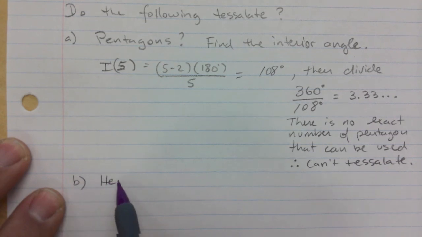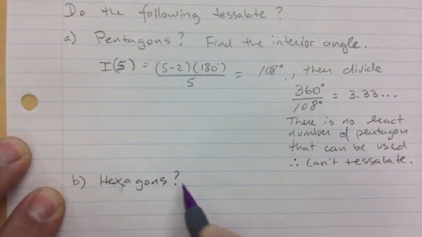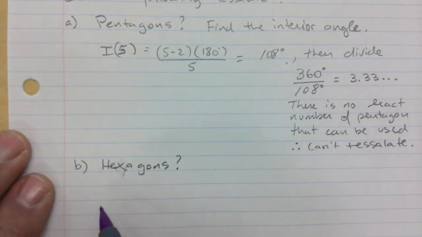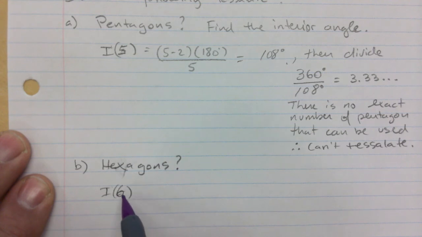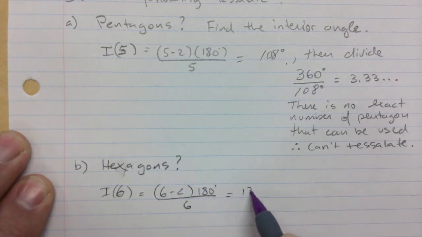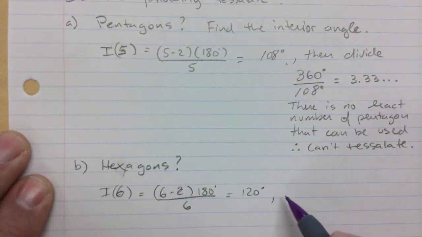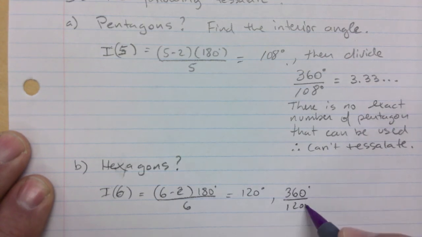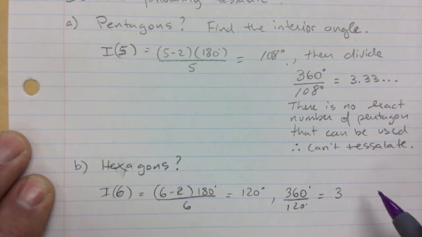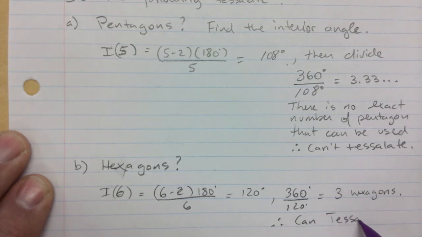B, hexagons. Could you use hexagons for this? Again, find the interior angle. The interior angle of a six-sided shape would be (6 minus 2) times 180 divided by 6, and that's 120 degrees. Then you check: 360 divided by 120 would be exactly 3 hexagons. Therefore, can tessellate.